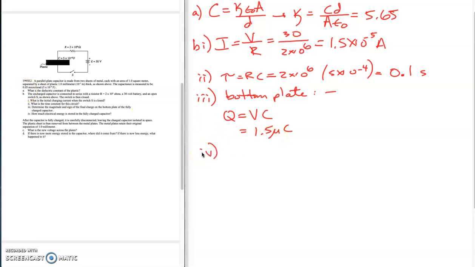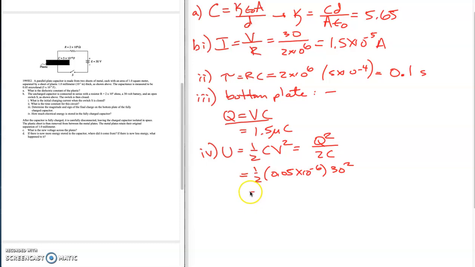All right, part 4. How much energy is stored in the fully charged capacitor? Well, that's going to be 1/2 CV squared. Or if you prefer, Q squared over 2C. Again, these two equations are equivalent. All we've done is substitute Q equals VC to get rid of one of the variables. Once you plug in the numbers, so we'll have 0.05 micro, and then 30 squared, we will get an energy of 2.25 times 10 to the minus fifth, and energy is always going to be measured in joules.